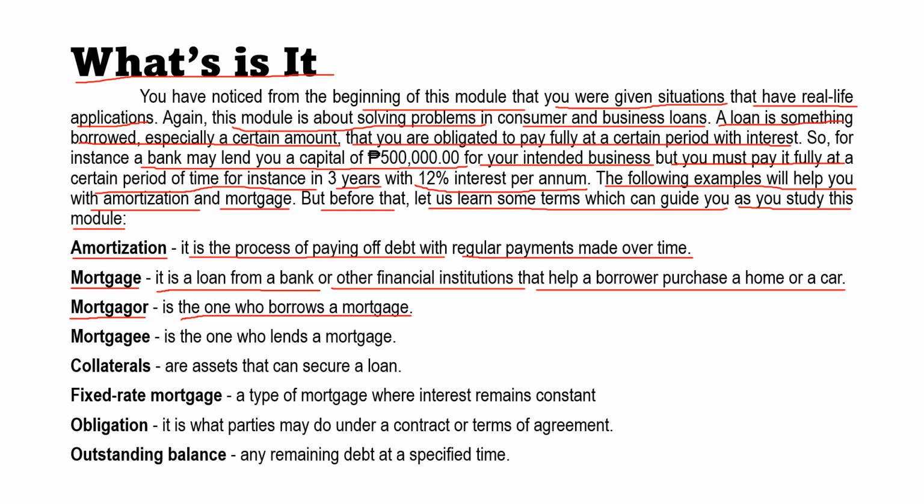Now, the mortgagee is the one who lends a mortgage, so basically a lender. Specifically, it is an entity that lends money to a borrower for the purpose of purchasing real estate. In a mortgage transaction, the lender serves as the mortgagee, and the borrower is known as the mortgagor. So that's how we deal with this mortgagor and mortgagee.